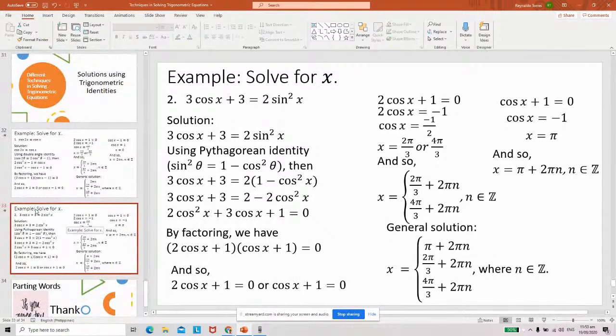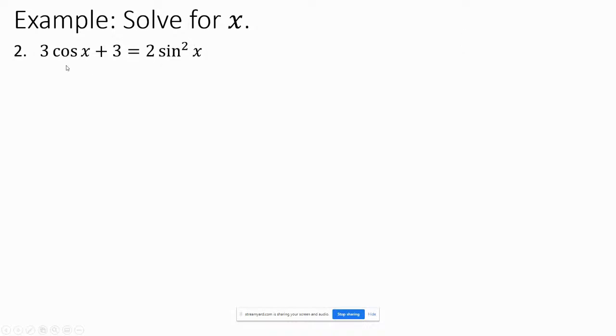Next. Solve for x. This is the last slide. So 3 cosine x plus 3 equals 2 sine squared x. They are different: this is in terms of cosine, and this is in terms of sine. So we either write them all in cosine or all in sine. But it is easier in terms of cosine, so that it becomes a quadratic. We will use the Pythagorean identity.